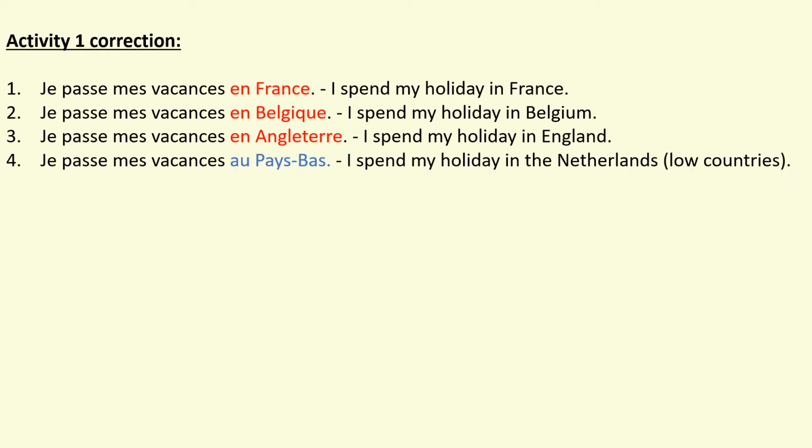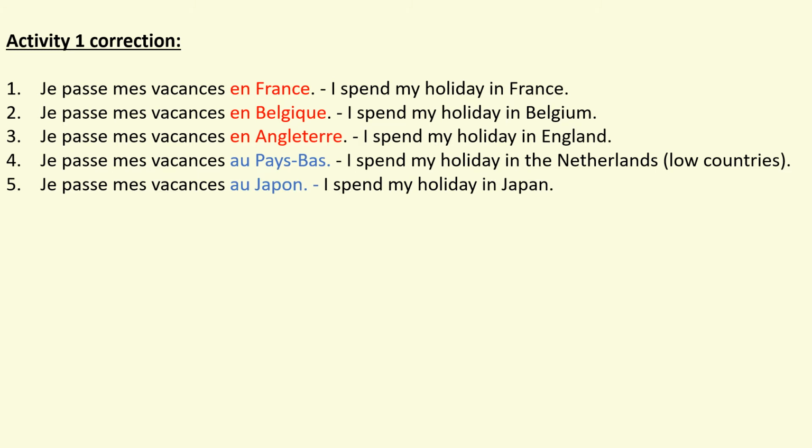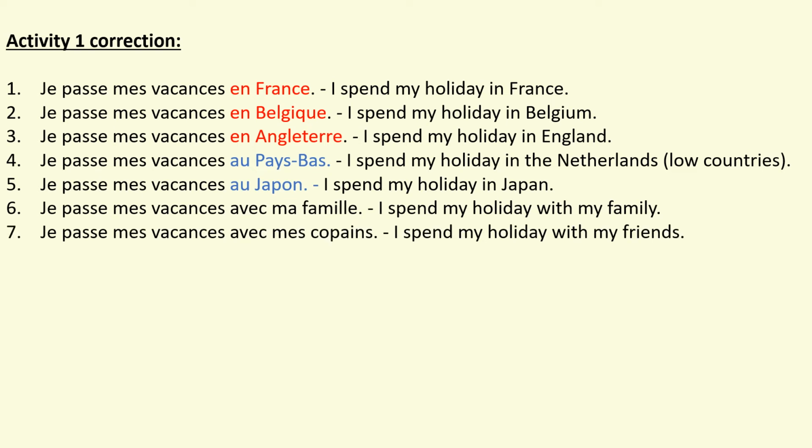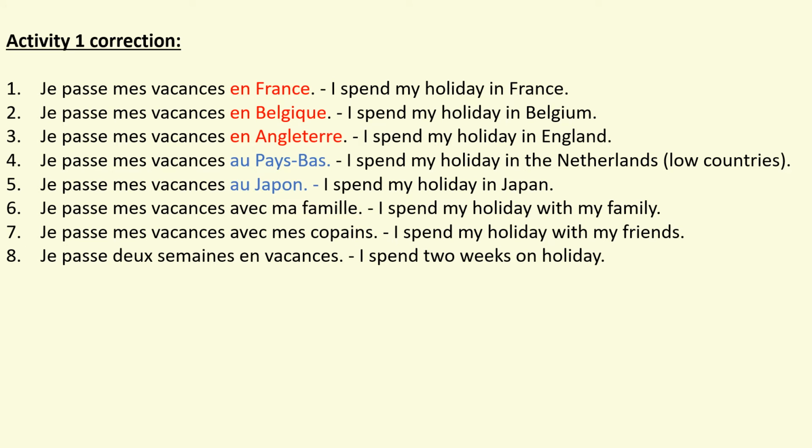Aux Pays-Bas was in the Netherlands, literally Low Countries. And au Japon, of course, was in Japan. So compared to number 1 to 3, countries in 4 and 5 are masculine, therefore they were starting with O. Numéro 6, je passe mes vacances avec ma famille is I spend my holiday with my family. Avec mes copains, with my friends. And then you've got the length of time.